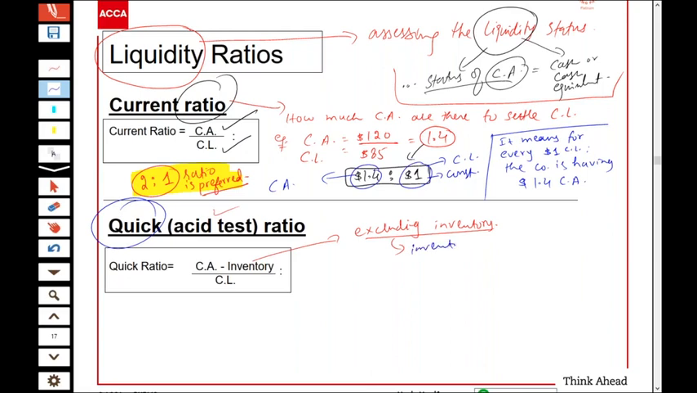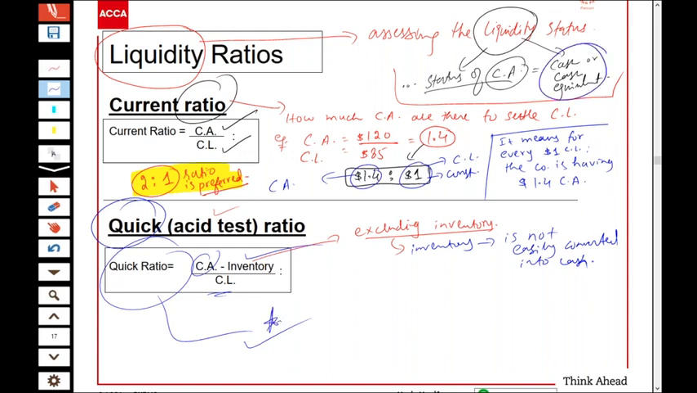Why? For example, suppose I borrowed some money from you, and you come to recover your amount, and I say I do not have cash, just take my calculator and go. You will say, sir, what do you mean by calculator or furniture? What will I do with this inventory? How can I sell it in the market? No one will accept inventory as an alternative to cash. So inventory is excluded, because it is not easily converted into cash. We need to exclude inventory from current assets, and this is the quickest ratio to assess the cash flow position of the organization. That is the liquidity status of the organization.